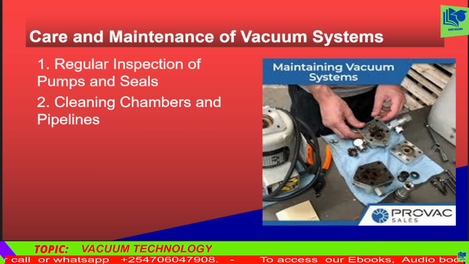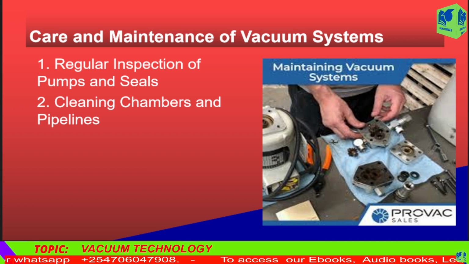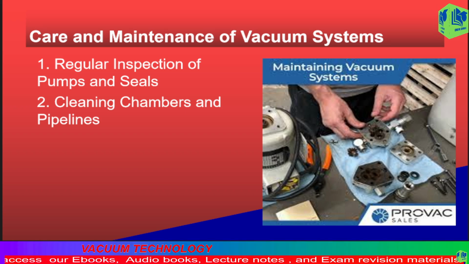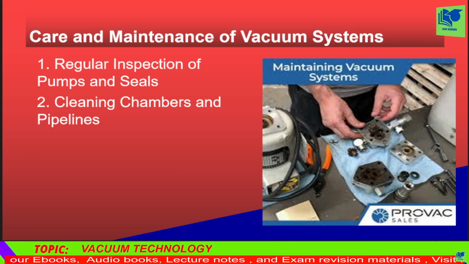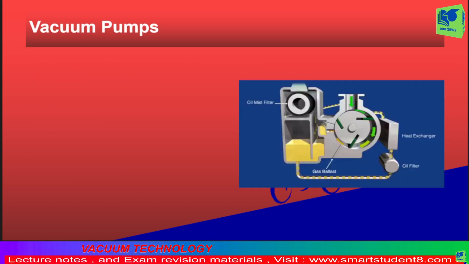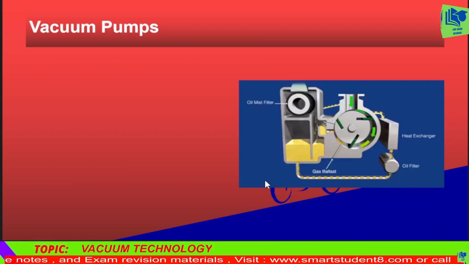Why cleaning is important. Prevent contamination. Dust, debris, and chemical residues can contaminate the system and affect the results of your experiments or processes. Prevent blockages. Dirt and debris can accumulate in pipelines and valves, potentially causing blockages that interfere with the vacuum process. Maintaining efficiency. A clean system ensures that air or gas flows smoothly through the chamber and pipelines, allowing the vacuum system to operate at its best.